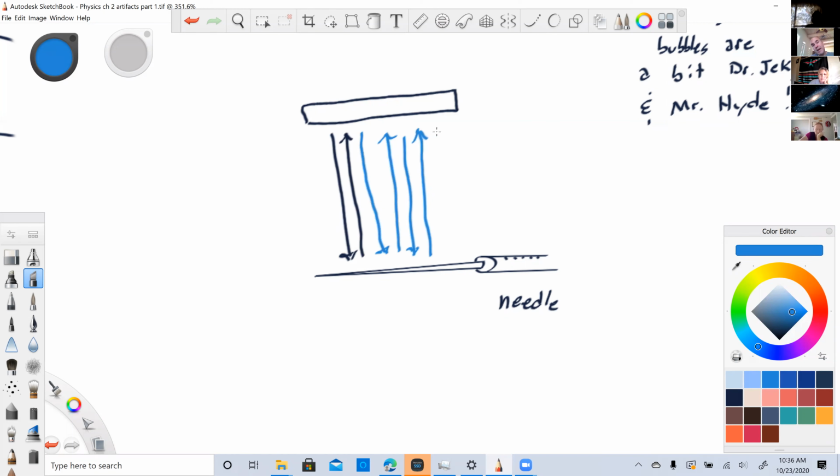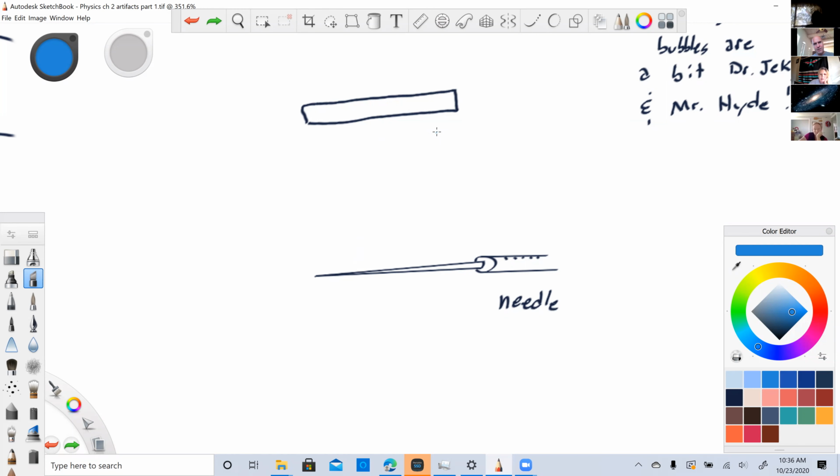Bouncing back and forth, back and forth. Oh, I'm sorry. That's not the one I wanted to make. That can happen. That would just be regular reverberation, but I'm talking about ring down.